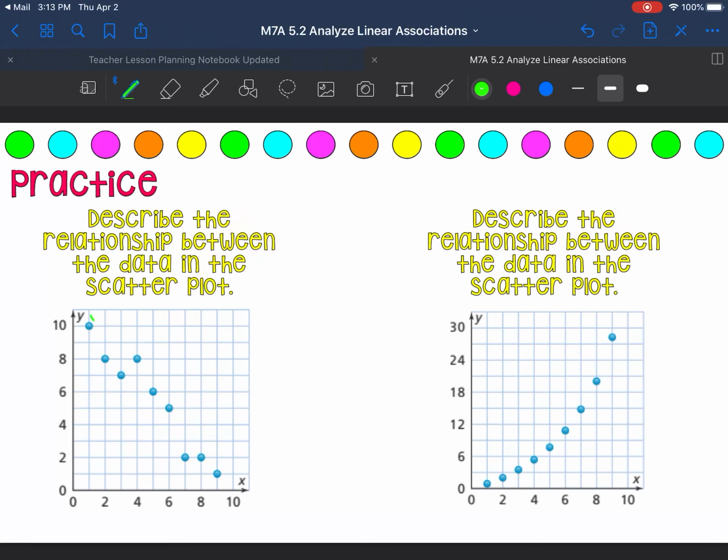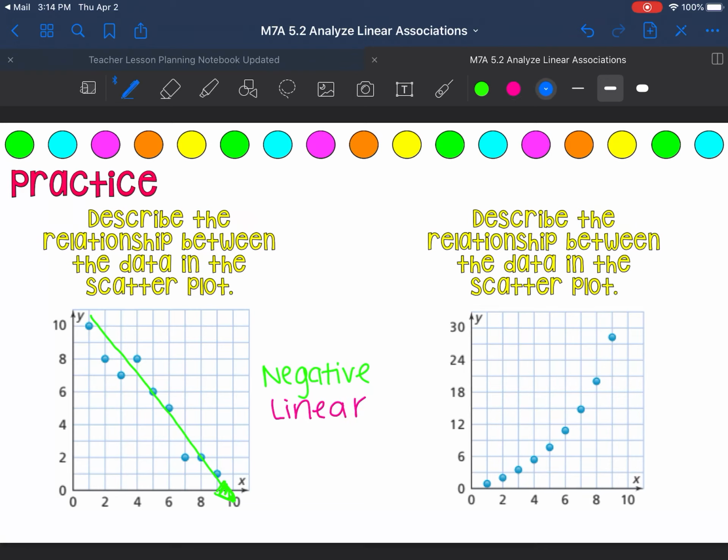In order to do that, I need to draw my trend line. So I'm going to draw my trend line right here. So is my trend line positive or negative? It would be negative. So we know it's a negative association. It is a straight trend line, so that would be linear.